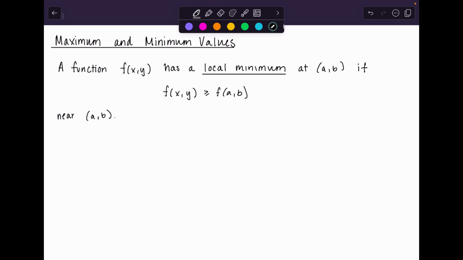So remember when you found local maxes and mins, it only had to be in a certain area. It didn't necessarily mean it held true for everything. It was just nearby that point. Then the number, which is the z value corresponding to it, so you would plug in (a, b) to find z, is called the local min value.